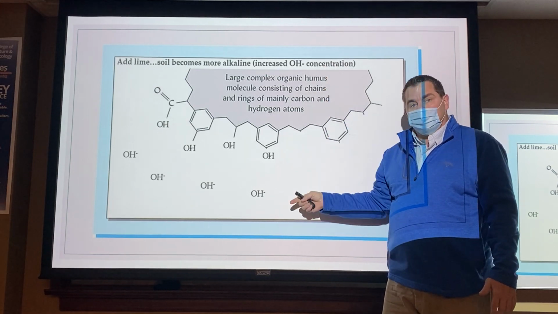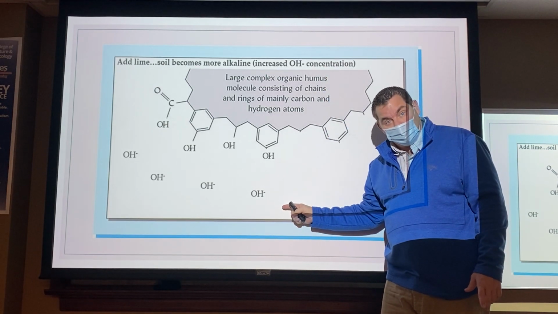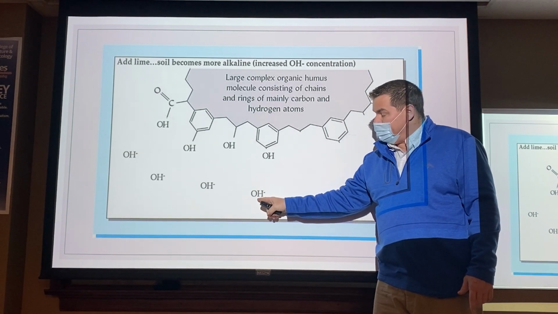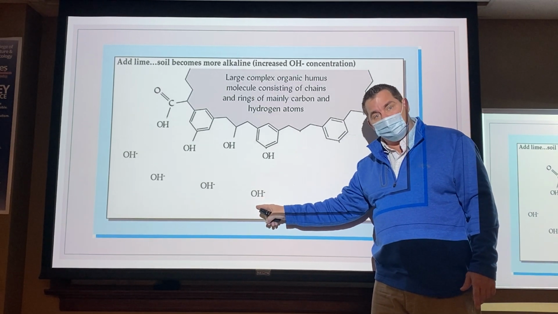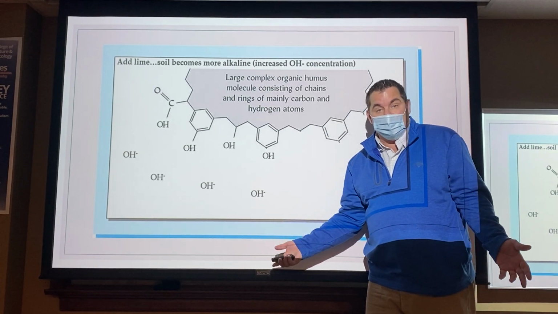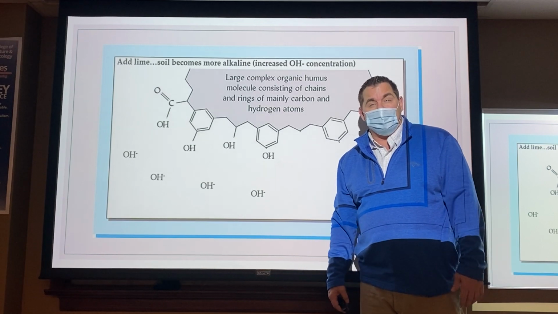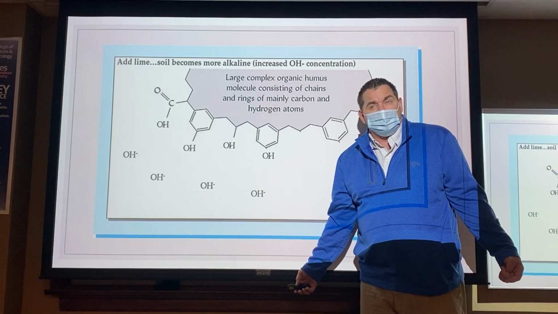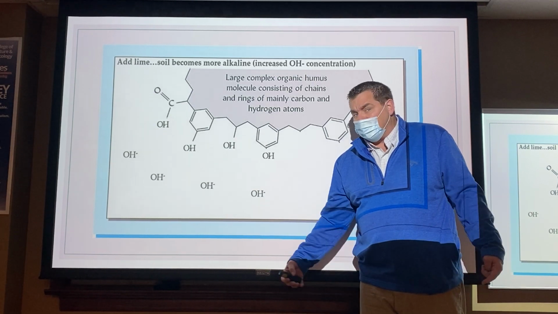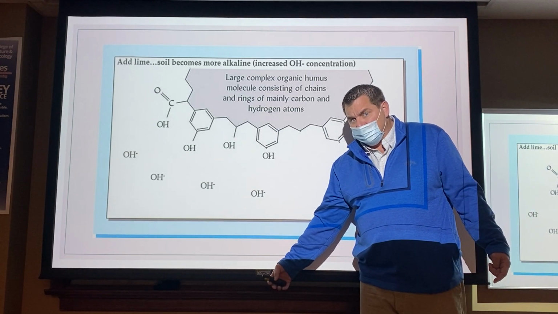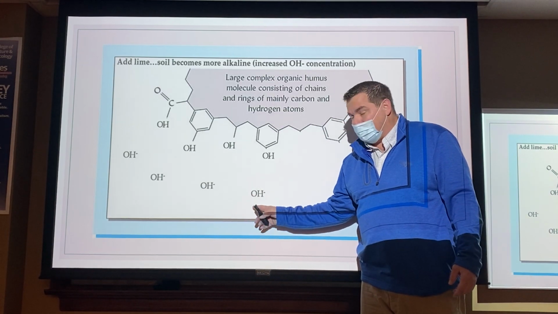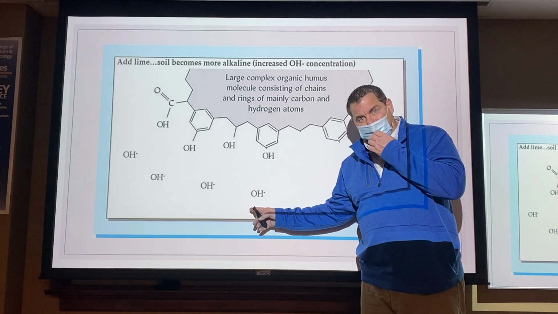Add lime, soil becomes more alkaline, the hydroxyl concentration increases. And this may be the change in pH from 5 to 6. Or it could be from 5 to 7.5. But just understand that when the pH increases, the hydroxyl concentration increases.